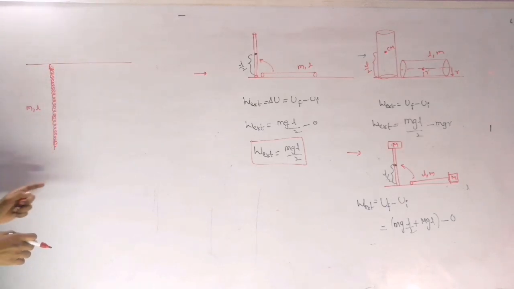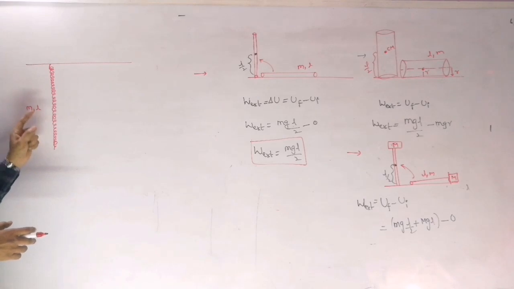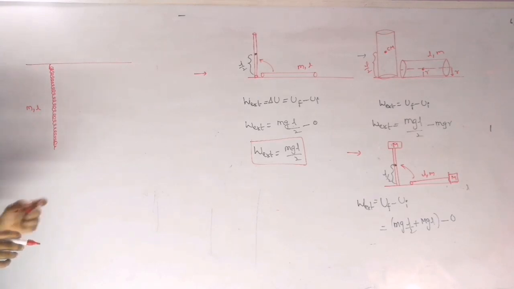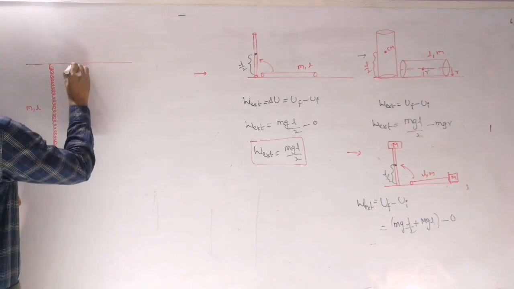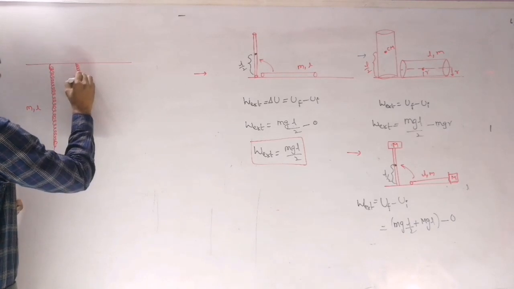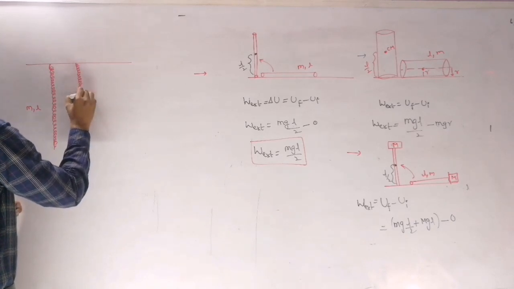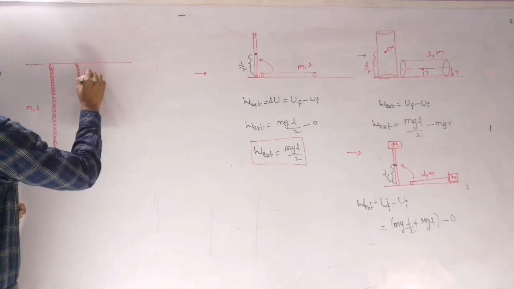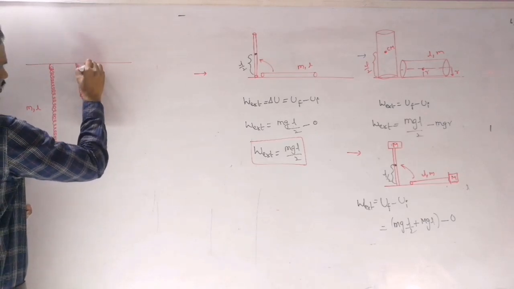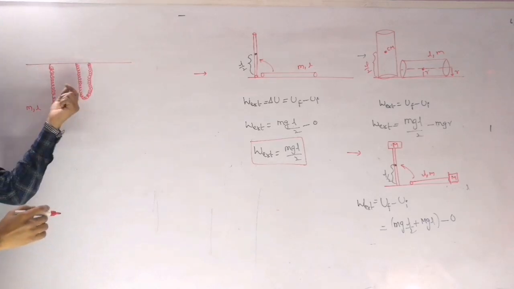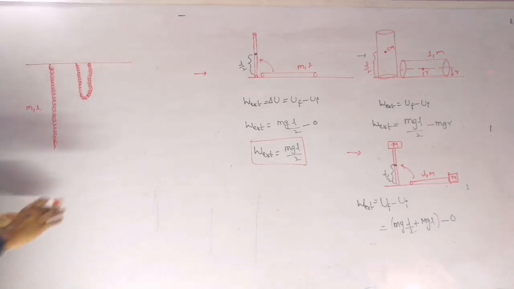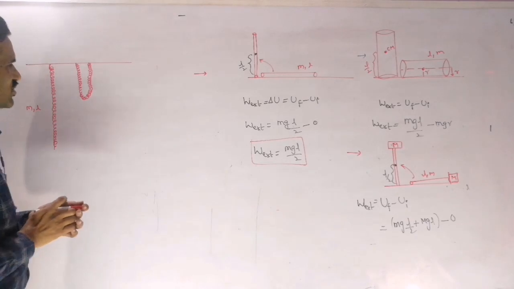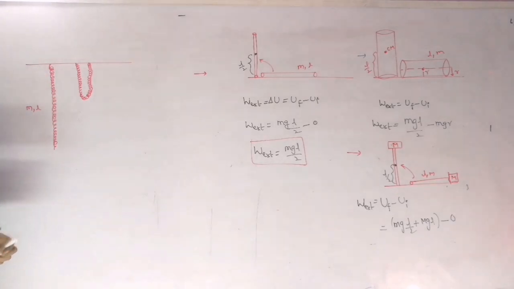So just mention that a uniform chain of mass M and length L is hanging from the ceiling. The amount of work done in connecting the other end of the chain also to the ceiling. Like this we are connecting here. So this gap is negligible. We are connecting almost near to the initial point. So now the amount of work done for this purpose we need to calculate here.